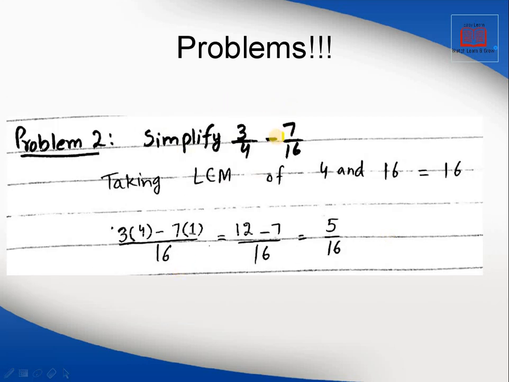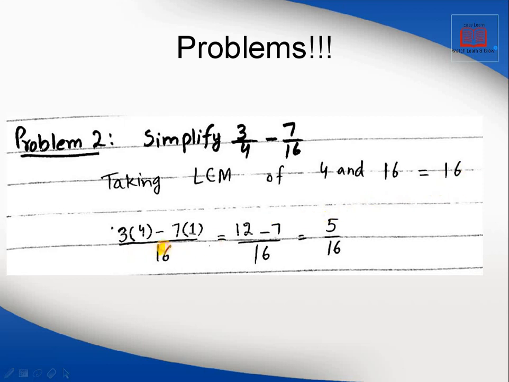And this is another question: 3/4 minus 7/6. I will try to solve this in another way, which is the simplest, fast and quick way. Taking the LCM of 4 and 6, which is 12. This is the lowest common multiple.